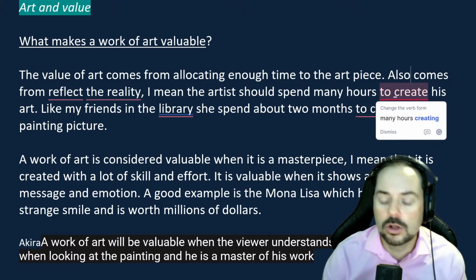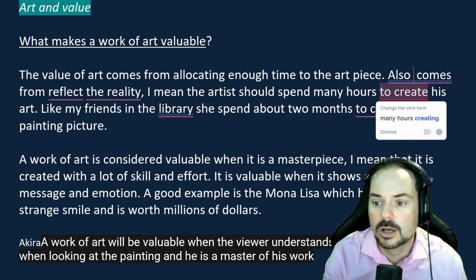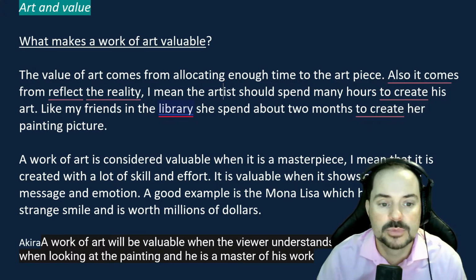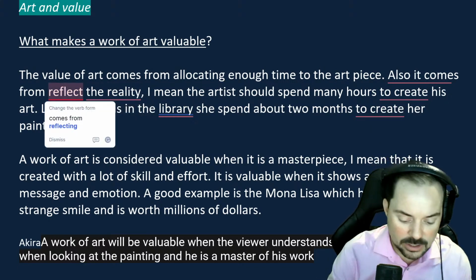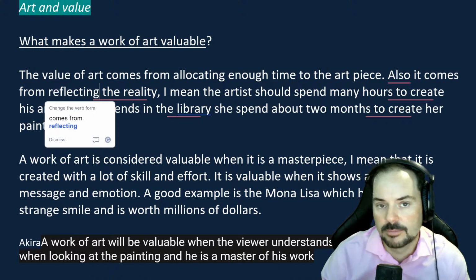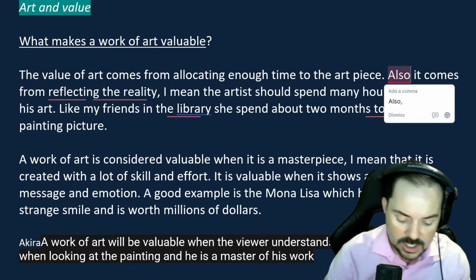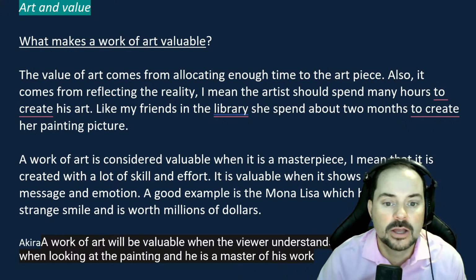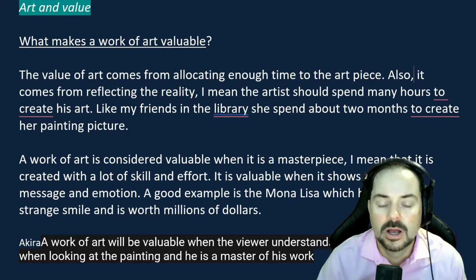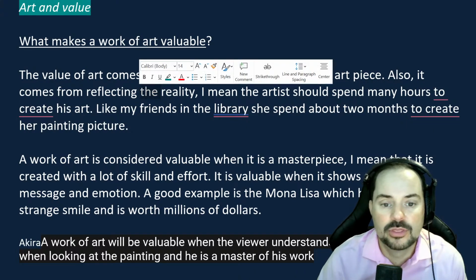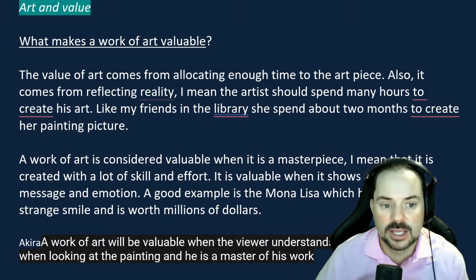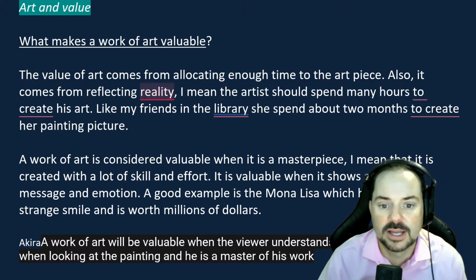So here we go. Also, here we have a missing subject. Also, it comes from reflecting. So obviously the gerund here is a point of concern. So also, it comes from reflecting the reality. Here we want to take out the, if we're just generally saying reality. So also it comes from reflecting reality.